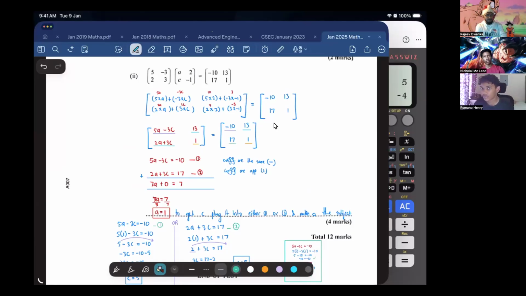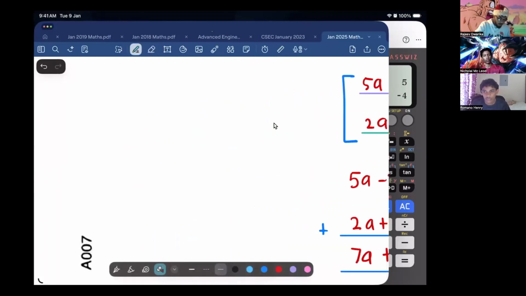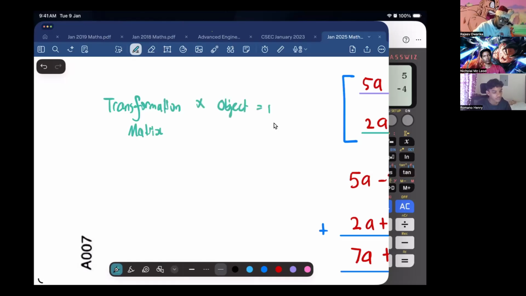What topic are we going to do after that? We still have to do transformation matrices, right? Yes, I know that one real good. So when you're doing that, it says that there is a transformation matrix multiplied by the object, and that would give you the image. So you need to know that T multiplied by O would give you I, right? You need to know that.